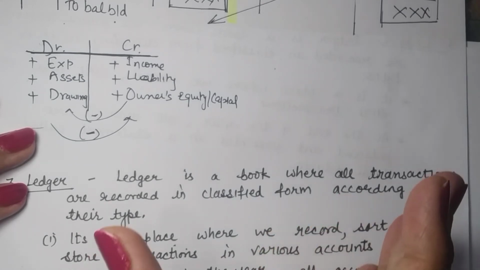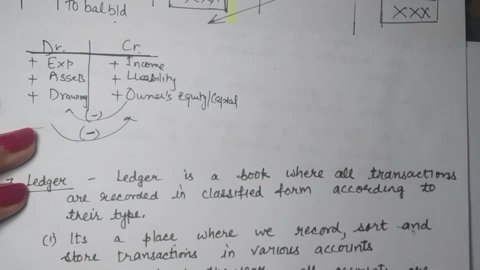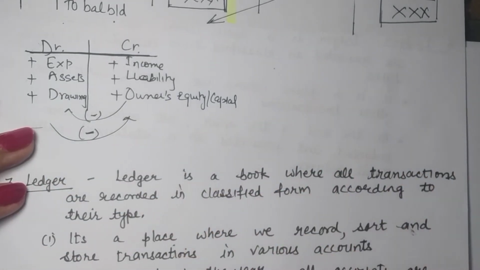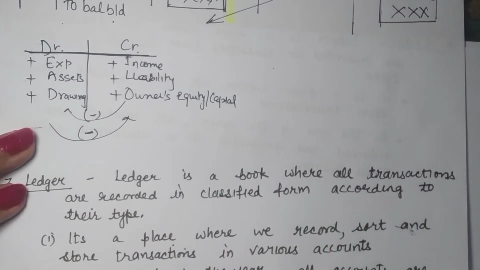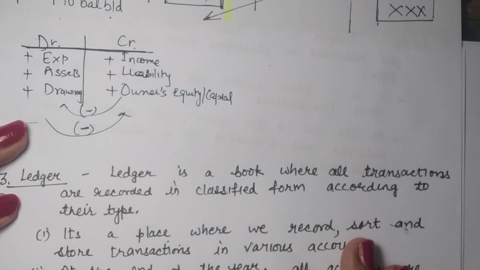So herein we will classify the transactions. Cash transactions will be put under cash account, right? Creditors transactions will be put under creditors account. So we will be having a recording here. So it's a place where we record, sort and store transactions in various accounts.